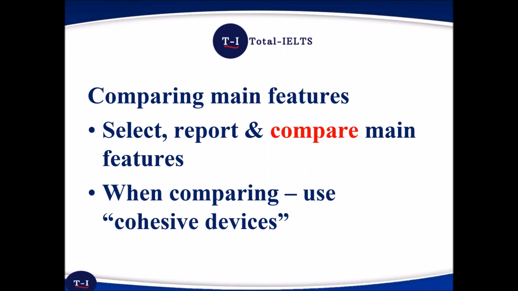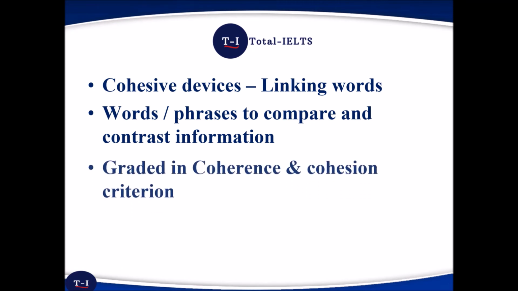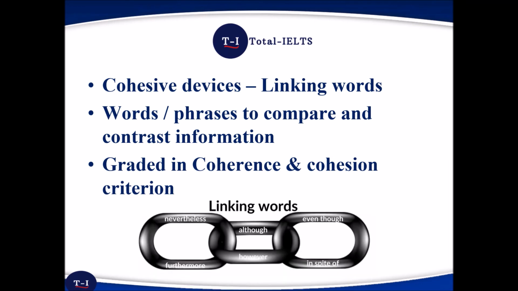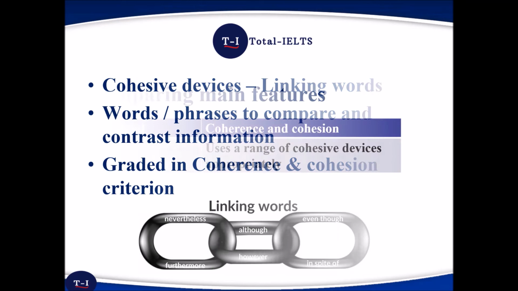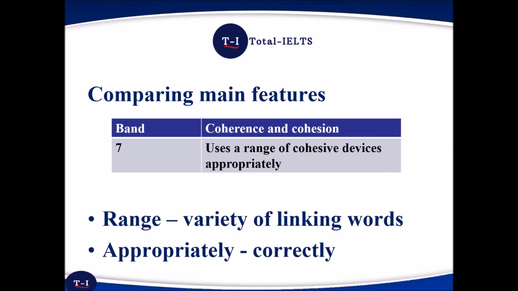After selecting the main features, you need to report and compare them. And when you do compare them, we use cohesive devices. Cohesive devices are linking words or words and phrases that we use to compare and contrast the information in the diagram. These are graded in the coherence and cohesion criterion. To achieve a band 7, you need to use a range of cohesive devices appropriately. Range here means you use a variety of linking words, not the same ones again and again, and appropriately means using them correctly.